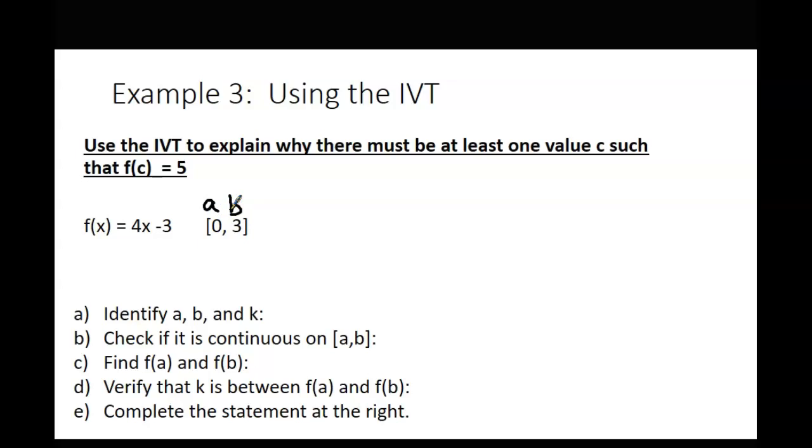K is what I'm going to say is the y value that you're trying to reach. So in this case, we want to prove that somewhere there's a k of 5. Now let's see if it's continuous. Is this function continuous on that interval that we're looking at? Okay, so yes, this is continuous on this interval because this is always continuous. So check, check.